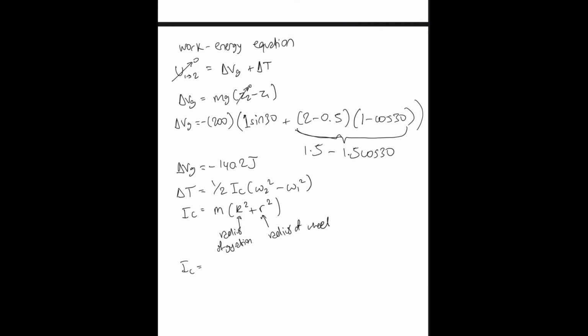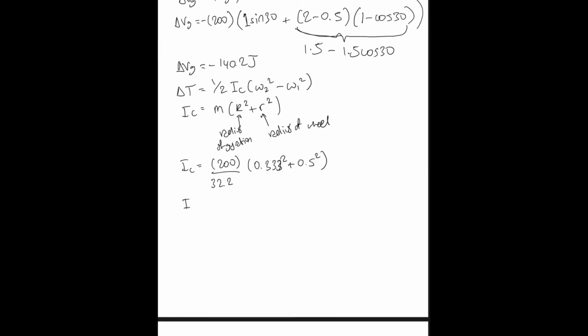And when we plug in our known values, remember that 200 pounds is a unit of force, so we need to divide that by our gravity, which is 32.2, multiplied by the radius of gyration plus the radius of the wheel to get an IC of 2.24 pounds feet per second squared. That's our rotational inertia.